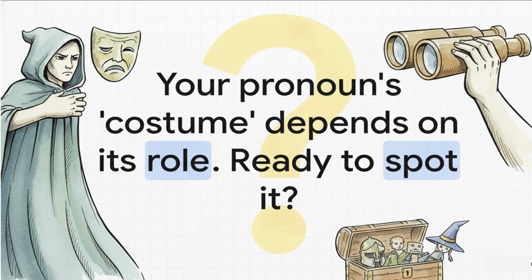We have reached the end of our lesson. Remember the most important thing. Your pronouns' costume always depends on its role in the sentence. Is it the doer, the target, or the receiver? Now you know the actors of German grammar. Keep practicing with real sentences and soon using ich, du, er, sie, es will become natural.